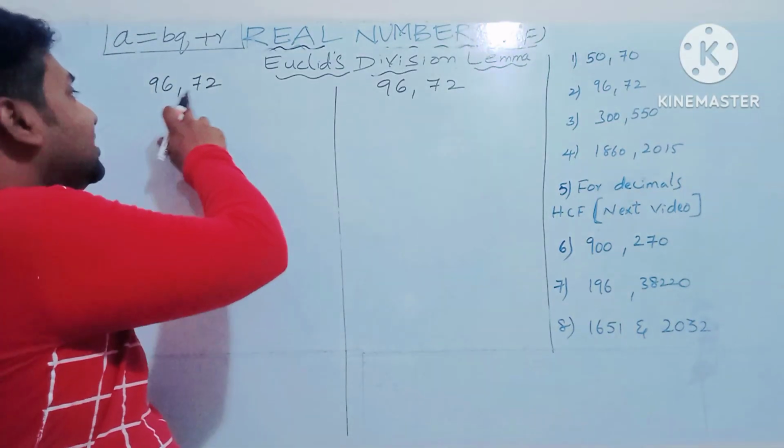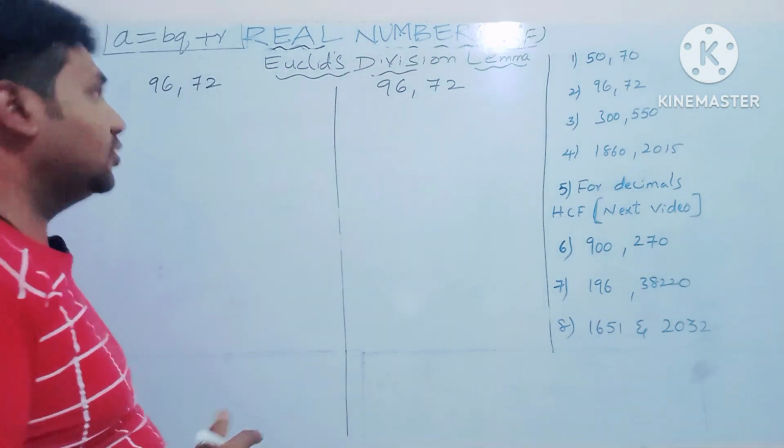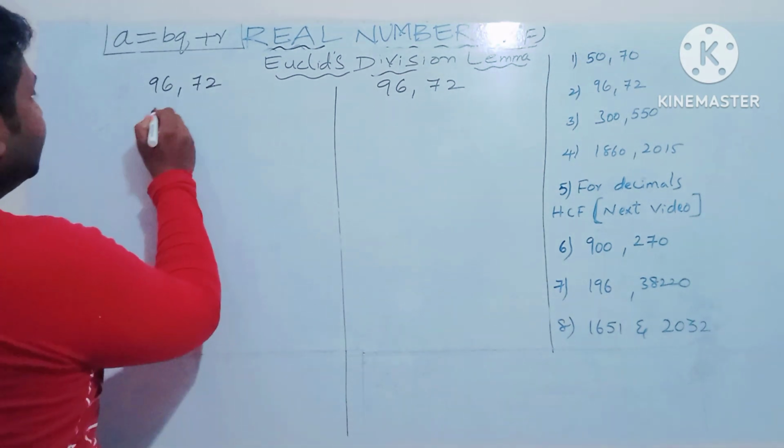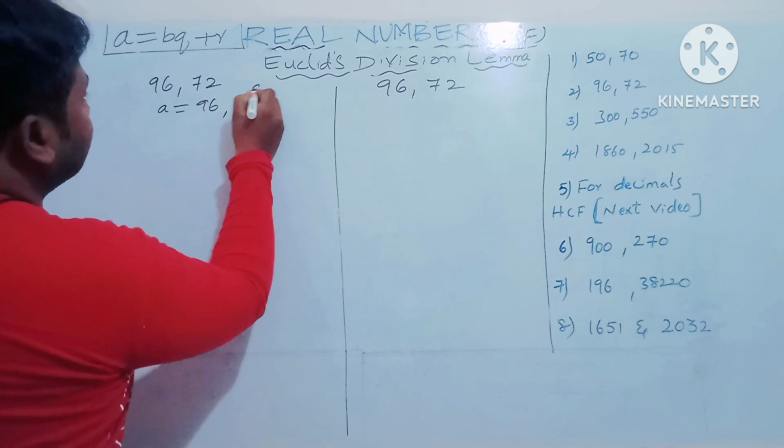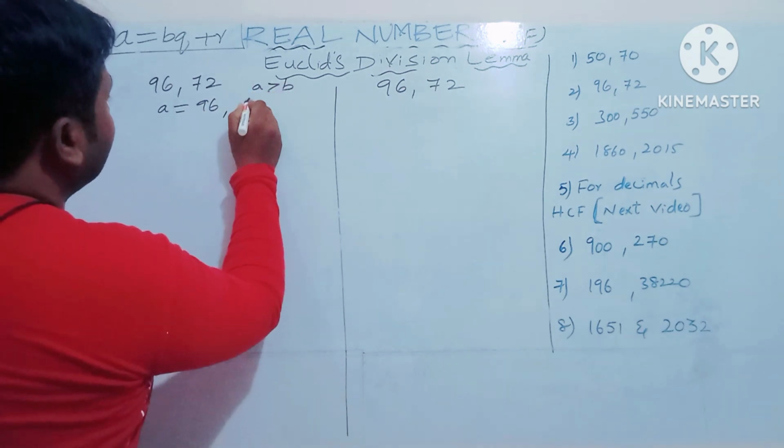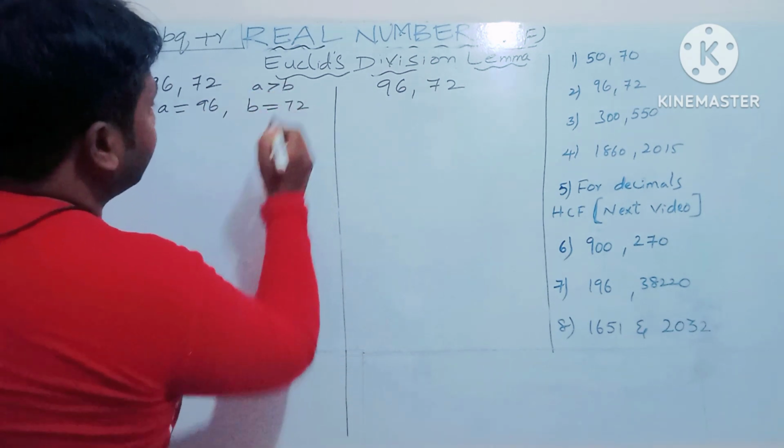Find the HCF of 96 and 72. First let us write A is equal to 96, because A is every time greater than B, and B is equal to 72. Am I right?